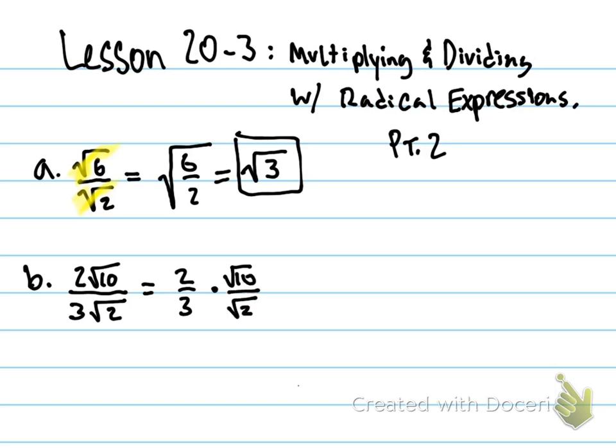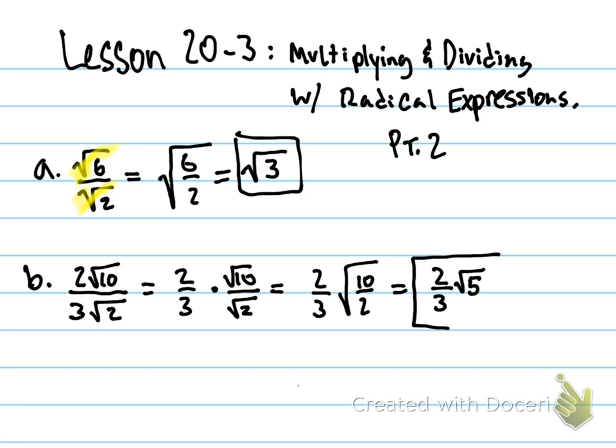All right. We can then continue this. We're going to keep this 2 over 3 on the outside, and we're going to combine 10 over 2. And what's 10 over 2? That's 5. Half of 10 is 5. And so this becomes the square root of 5. And just like that, we are done.